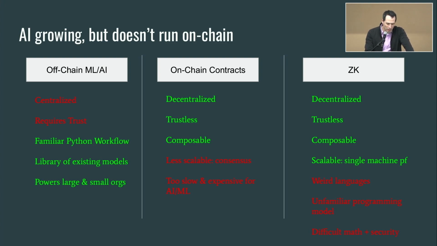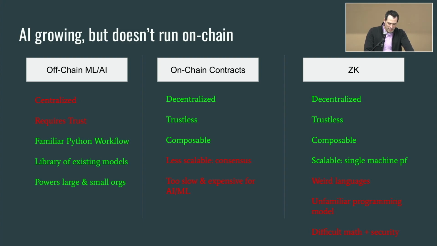And then we have smart contracts. Smart contracts are decentralized. They're trustless. And they have this wonderful composability property that we can only get through sort of an API. So it's a much stronger form of composability than we could get in off-chain ML. But they're not that scalable. We have to run the same program many times. We have to pay a lot of gas. And it's too slow and expensive for AI programs.